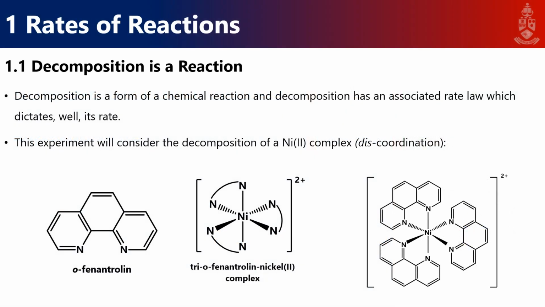Right, so in Experiment 2 you're going to look at the decomposition of a nickel complex. And very important, you must remember that a decomposition is a chemical reaction. There's one reactant in the nickel complex, or whatever is decomposing. However, there are going to be several decomposition products, especially when you're looking at a complex.